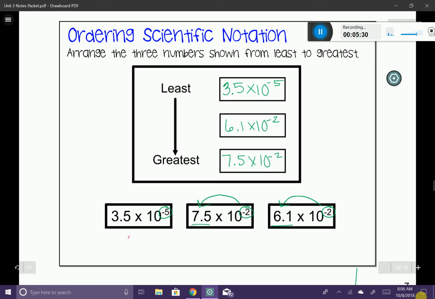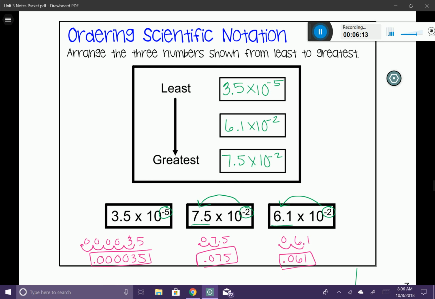So this first one, I'm going to rewrite 3.5, and I'm going to go ahead and move it 1, 2, 3, 4, 5 spaces and fill all my placeholders in. So my number is going to be 0.000035. That's going to be my standard form number. The second one is going to be 7.5, and I'm going to move it 1, 2 spaces, giving me 0.075. And my last one is going to be 6.1. I'm going to move it 1, 2 spaces, giving me 0.061. So you can see that these are my standard form numbers. And indeed, they are properly ordered from least to greatest.